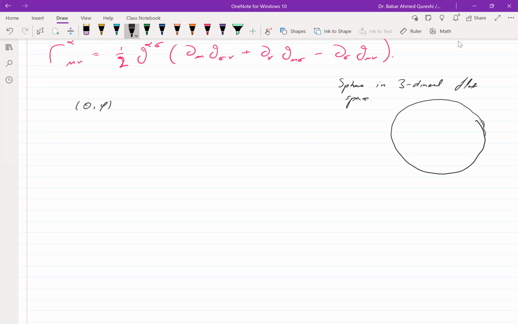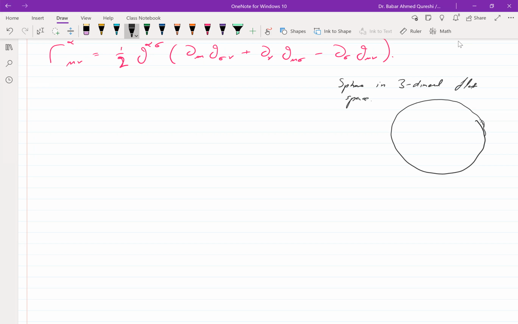So what I could do is give you a metric and tell you out of my head that this is a metric for a two-sphere, and then work out some of the geometry of it. But instead, I'm going to use another technique and derive this metric from the embedding of the sphere inside the three-dimensional flat space. So three-dimensional flat space has a flat metric which induces a metric on this surface.